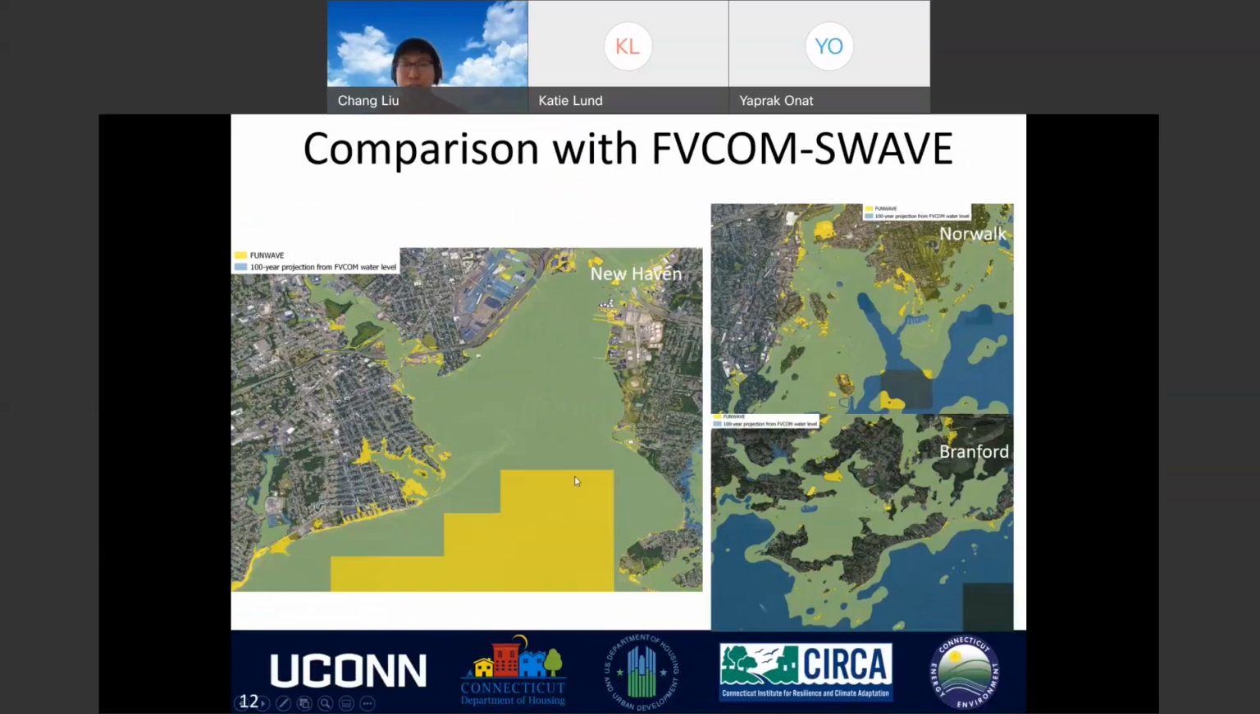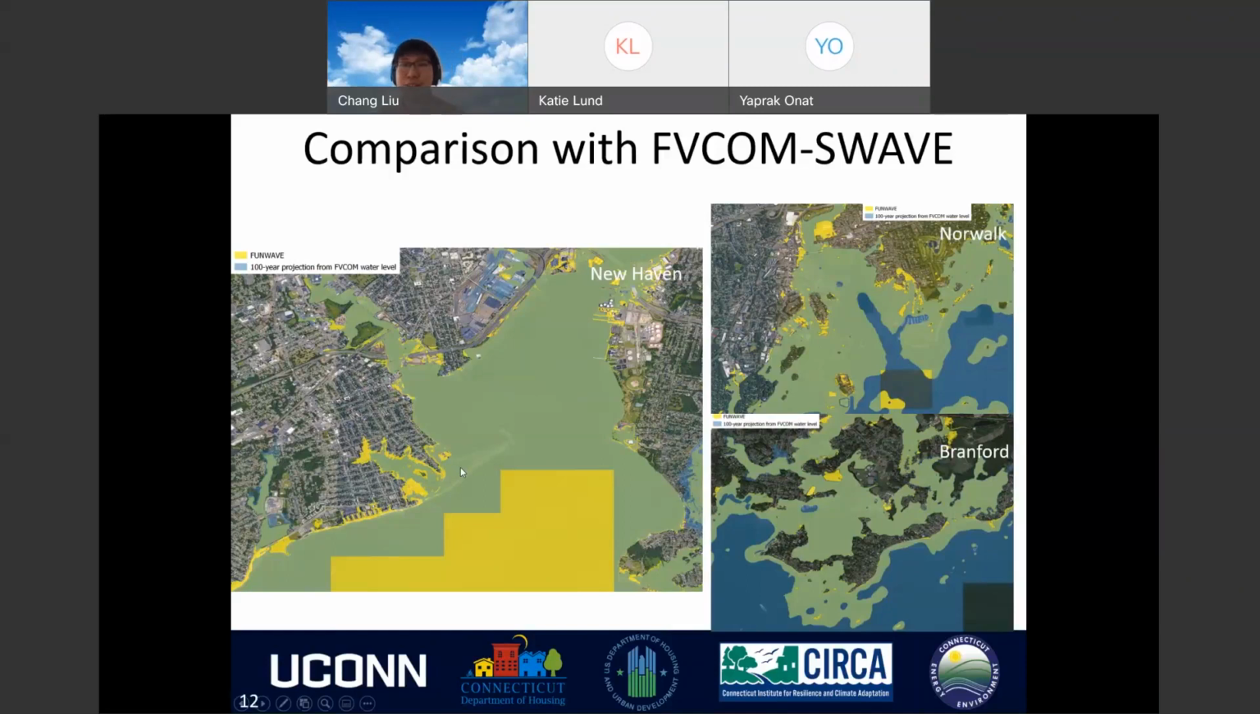Because for FUNWAVE, we use the same surge water level and wave height from FVCOM as a boundary condition to force the model. And with the implementation of FUNWAVE, it introduces a finer spatial scale and more comprehensive nearshore dynamics. We could capture the wave runup that could potentially lead to a larger flood extent, as we see here. Like the extent in red is slightly larger than the blue ones.